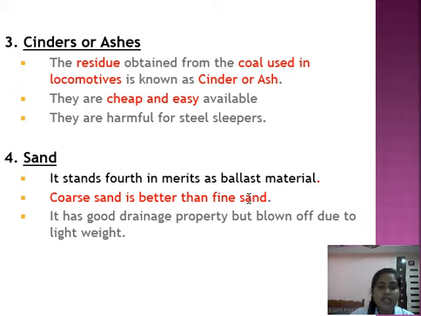Sand. It stands fourth in merit as ballast material. Coarse sand is better than fine sand. So what is coarse sand and what is fine sand? If the grain size is between 2 to 4.75 mm, that sand is known as coarse sand. If the grain size is between 0.075 to 0.425 mm, that sand is known as fine sand. This sand has good drainage property but is blown off due to light weight.